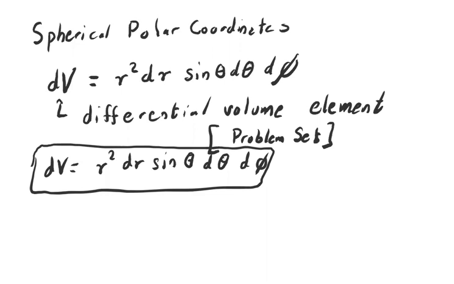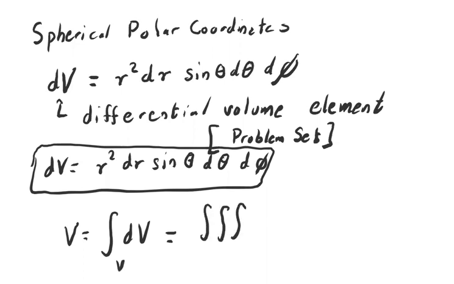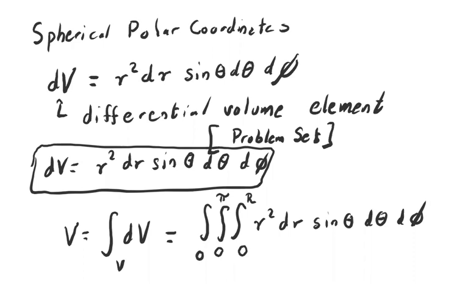Why? Well, a very simple application is, suppose you want to calculate the volume of a sphere. If you want to do that, you'll need to do a triple integral. The differential volume element is r squared dr sine theta d theta d phi. You'll integrate r from 0 to the radius of the sphere. You'll integrate the polar angle theta from 0 to pi, not 2 pi, but pi. Go back and look at the original figure. And the azimuthal angle has to go from 0 to 2 pi.